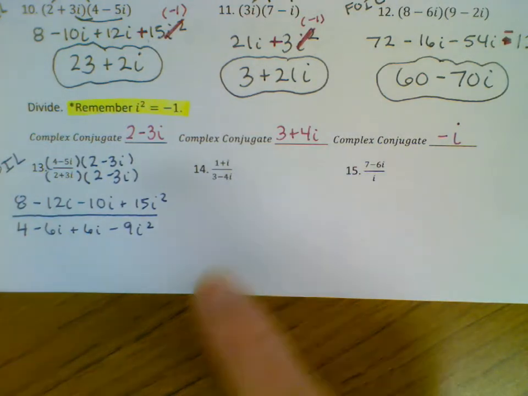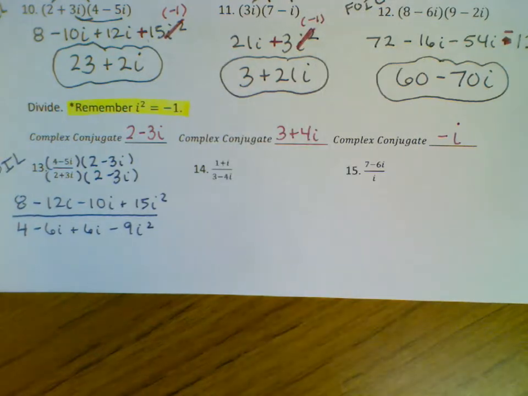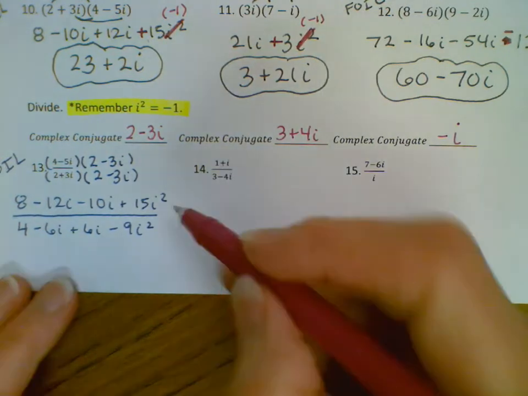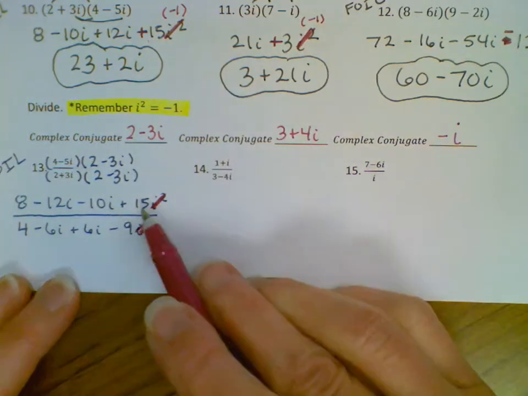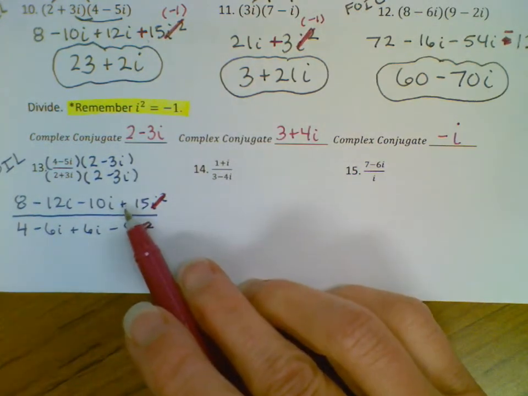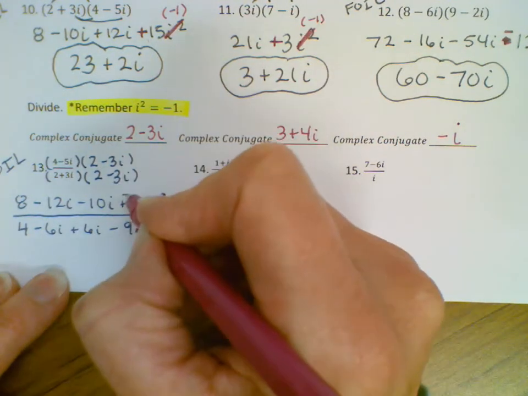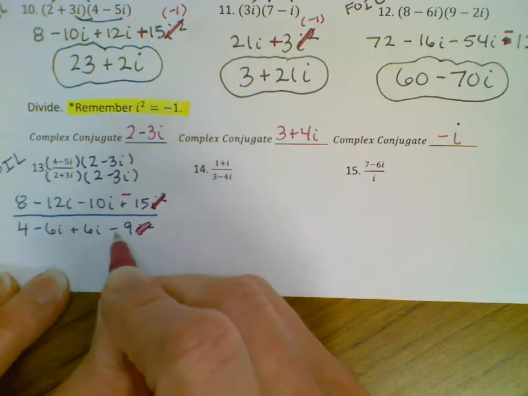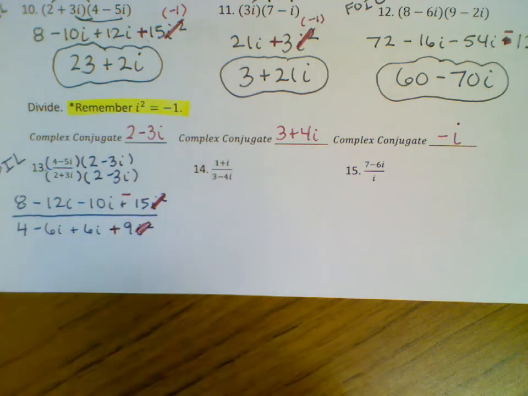Now, just like we did in this previous lesson right up here, you can kind of see a little bit of it. We're going to cross out the i squareds, and we're going to change the sign of the number that it's attached to. So, for example, this is going to become a minus, and this one's going to become a plus. I mean, that's all it does to the problem. So it makes it a real part, though. It's now a real -15 and a real 9.